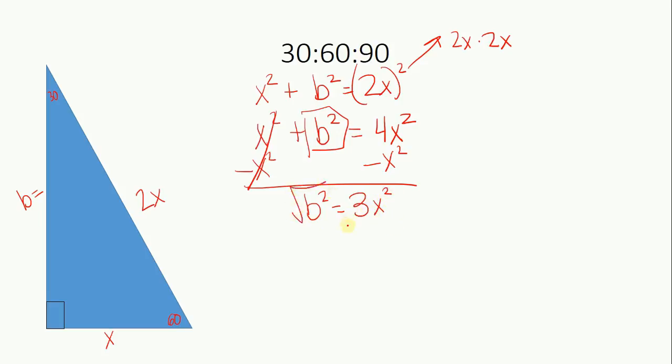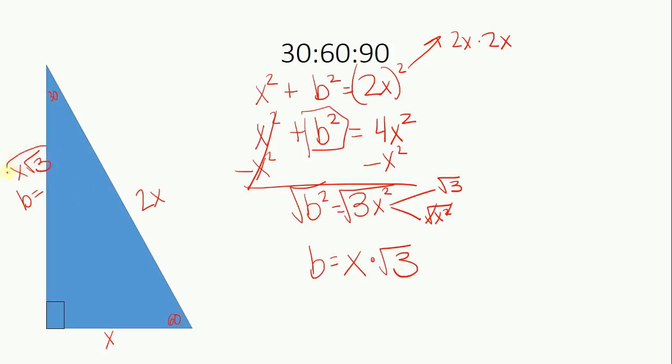Let's square root, because we want to solve for b. So I got b equals, looks like I need to break this out, the square root of 3 times the square root of x squared. Well, the square root of x squared is just x. So it would be x times the square root of 3. That's what b has to be. That is the measurement of b.